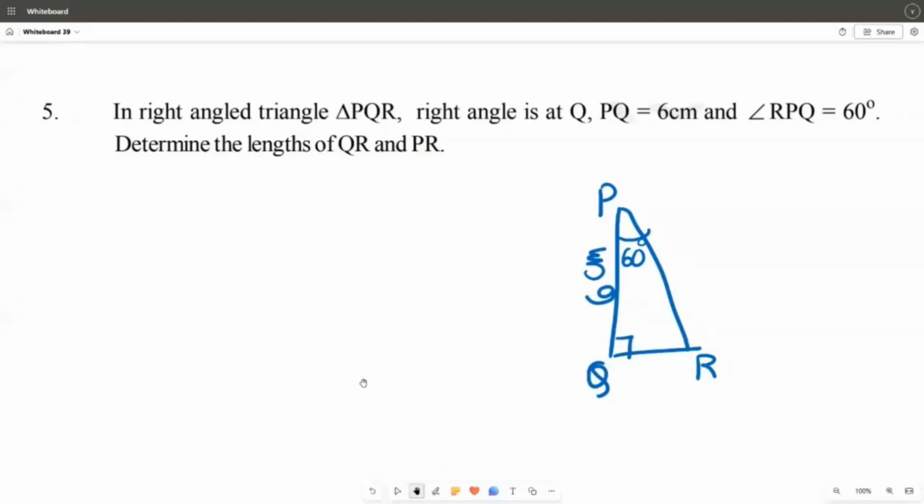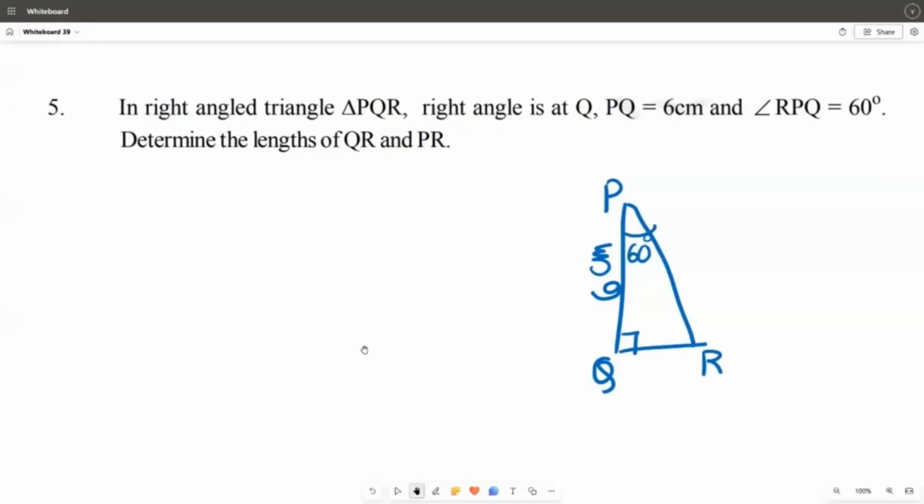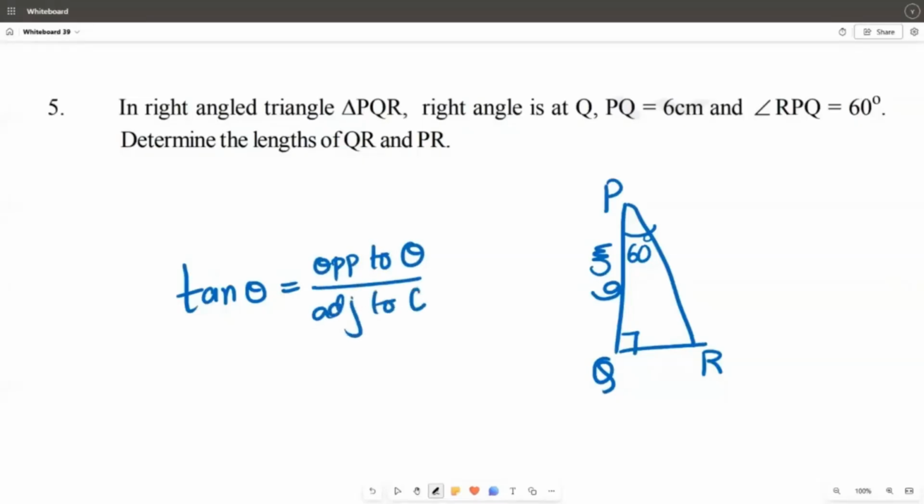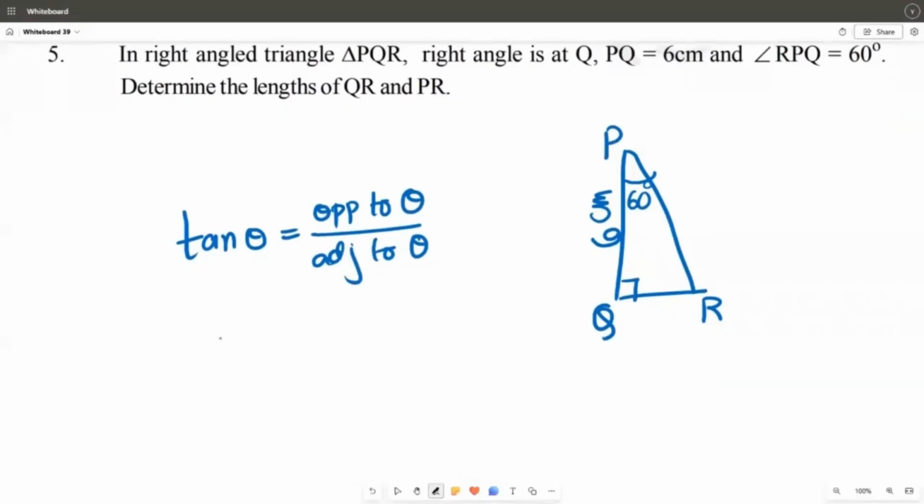To find the length of the hypotenuse, first let's find the length of QR. To find the length of QR, we need to use the length of PQ, and with respect to angle 60, PQ is the adjacent side and QR is the opposite side. So what is the ratio of opposite side to adjacent side? We need to use tan here. So tan theta is equal to the opposite side to theta by the adjacent side to theta.